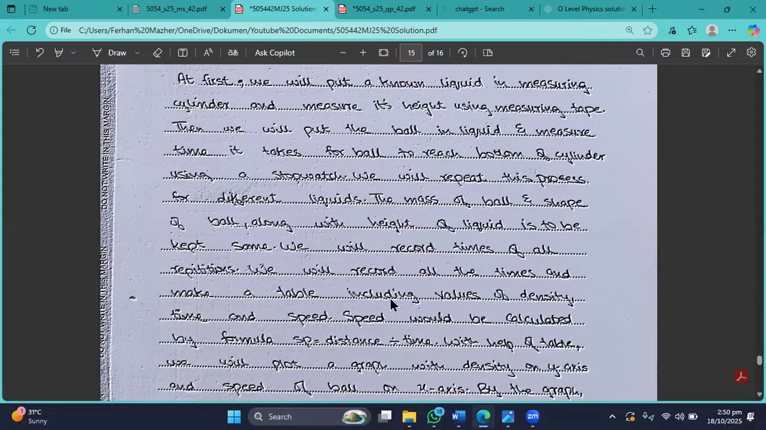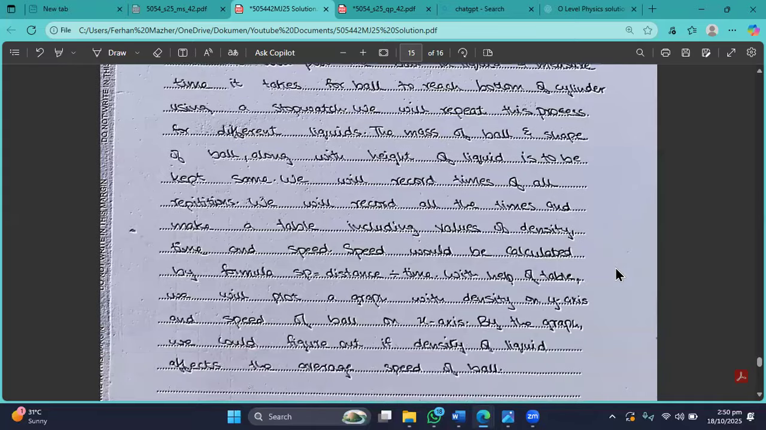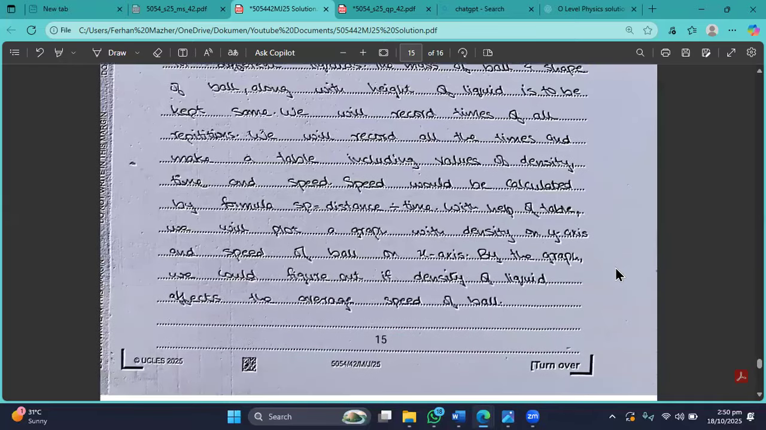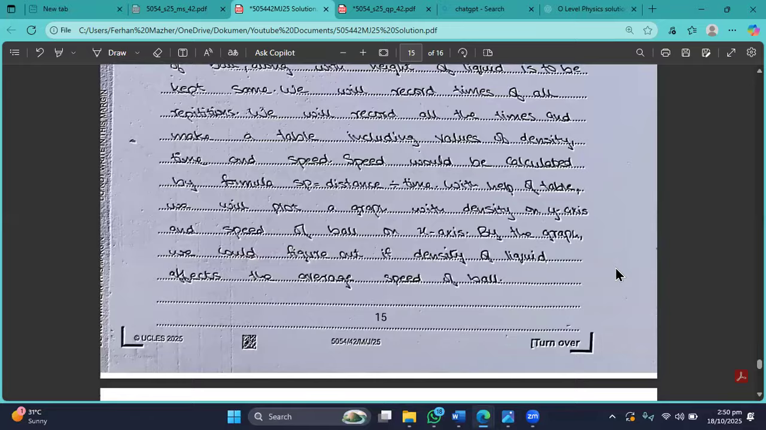We will record all the times and make a table including the values of the density, time, and in that table we have made three columns. The first column is of the density, then the second column is of the time, the third column is of the speed. Speed we will calculate, okay? Speed is equal to the distance the ball has moved divided by the time taken. It would be calculated by the formula speed is distance divided by time.